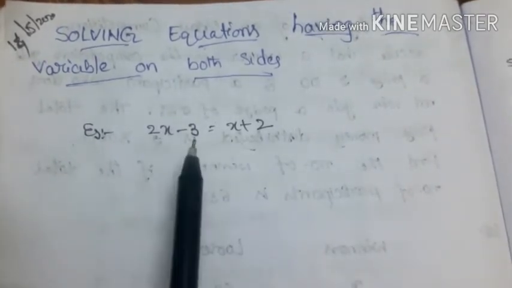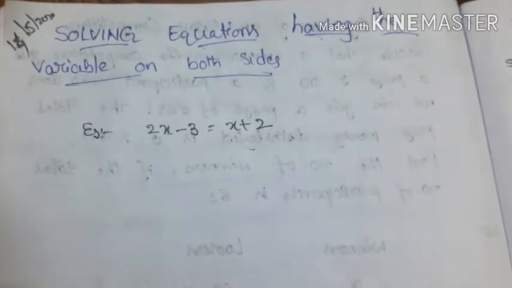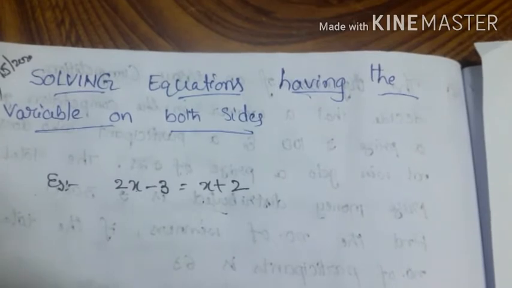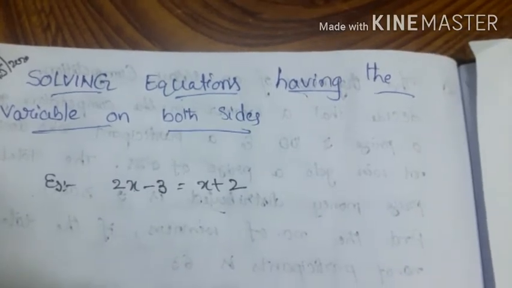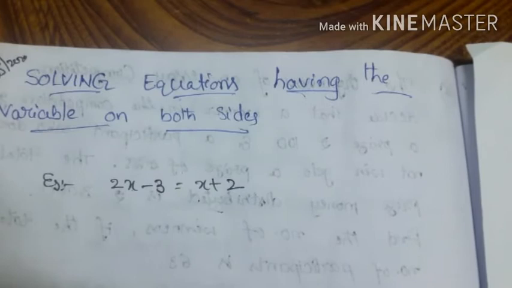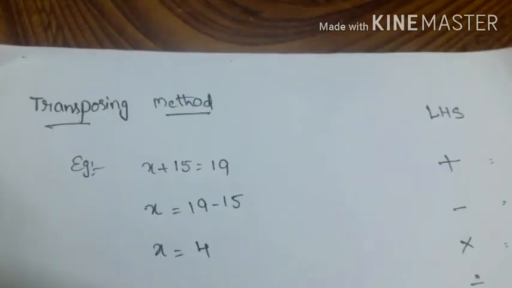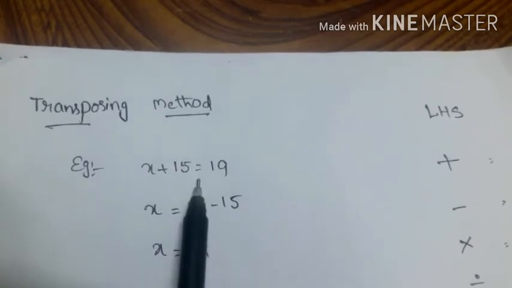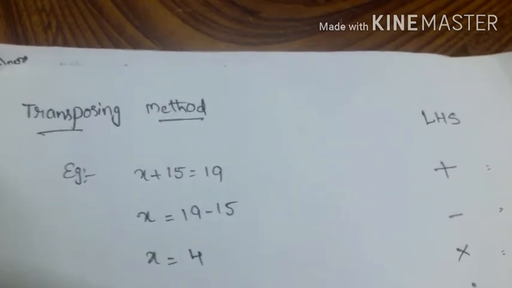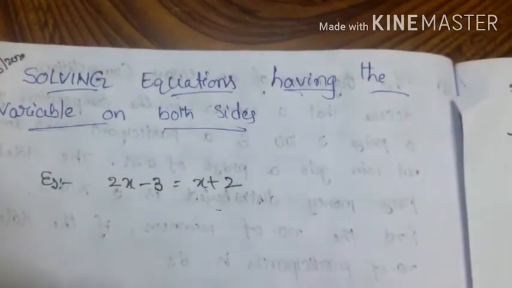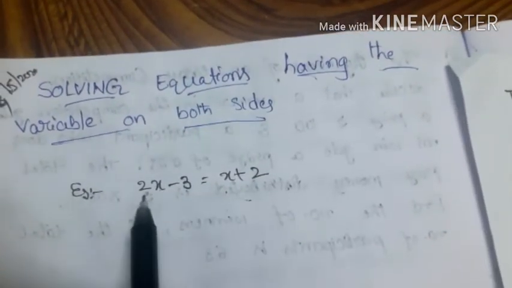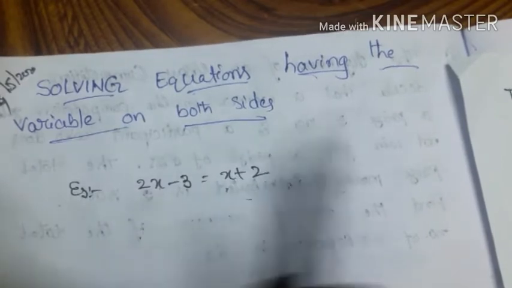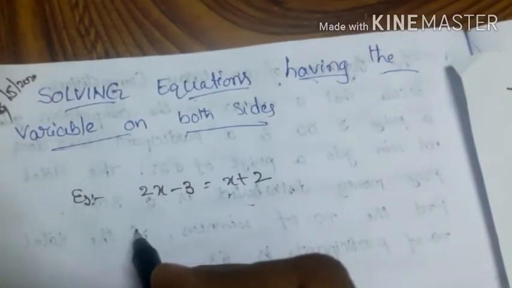Now we have to find how to solve this equation. We already know how to solve a linear equation in one variable on one side only. That means we should separate the constants and variables. Yes or no? Here we have an x value, and here also an x value. So now separate those values.